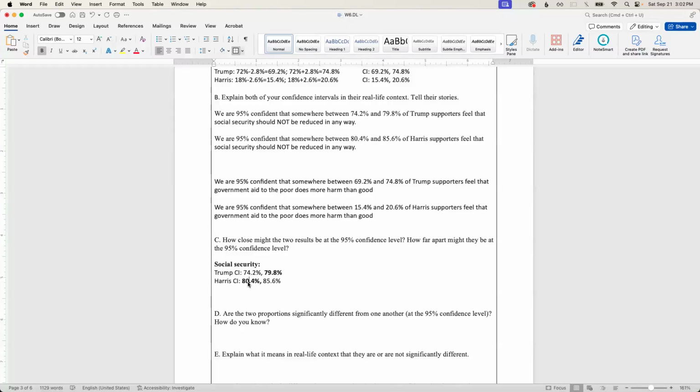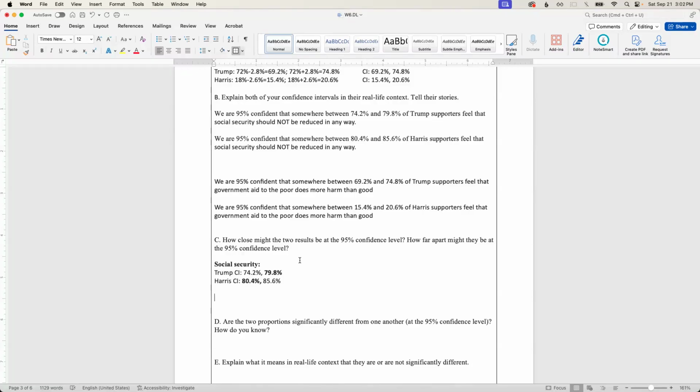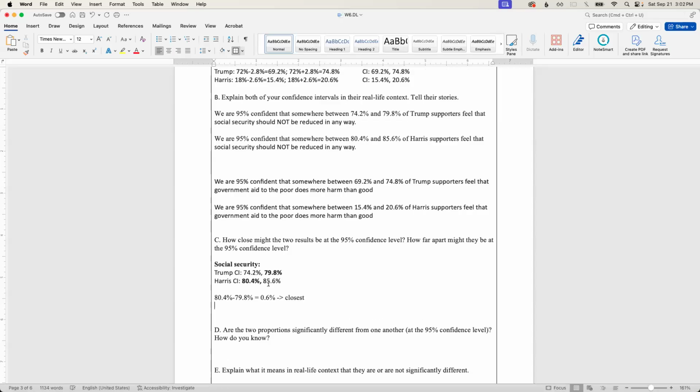So I'd actually say that they could be 0% apart, right? They could be the same. But here, these don't overlap. They're different, but they could be pretty close. So we can look at the upper bound and lower bound here that are the closest. And if I find the difference between them, I'm just subtracting to see, and they are 0.6% different. So this is the closest that they could be at 95% confidence. And then the furthest, if you picture on a number line, this is lower, this is higher. And so the furthest would be the lower bound for Trump supporters and the upper bound for Harris supporters.